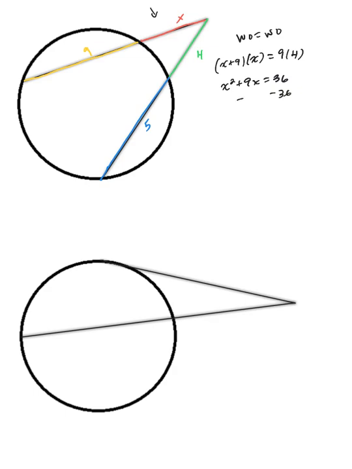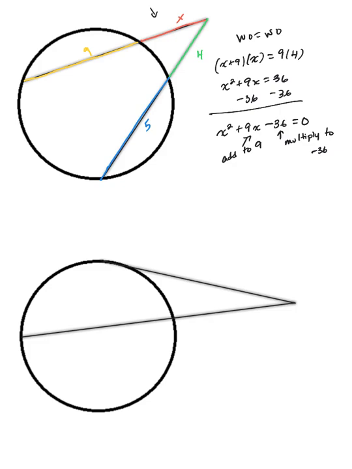Distribute, bring the 36 over. x squared plus 9x minus 36 equals 0. And now you have to find two numbers which multiply to negative 36 and at the same time add to 9.